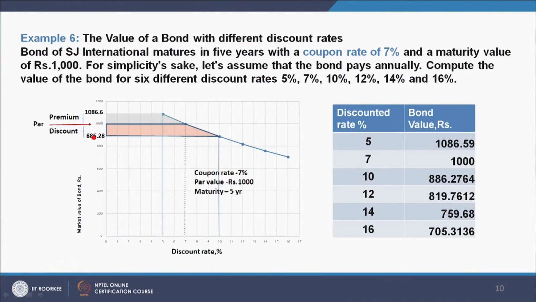and if the discount rates are more than 7%, the bond value decreases. So, this figure shows the value of the bond, that is the par value of the bond, when the discount rate is 7%. When the discount rate is less than 7%, the value of the bond increases, but when the discount rate is more than the coupon rate, the value of the bond decreases. So, this is discount and this is premium. The green is premium, red is discount.